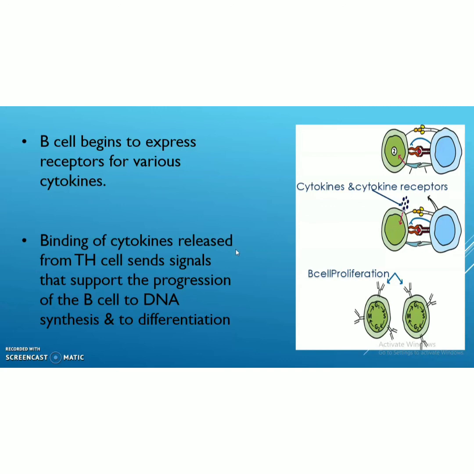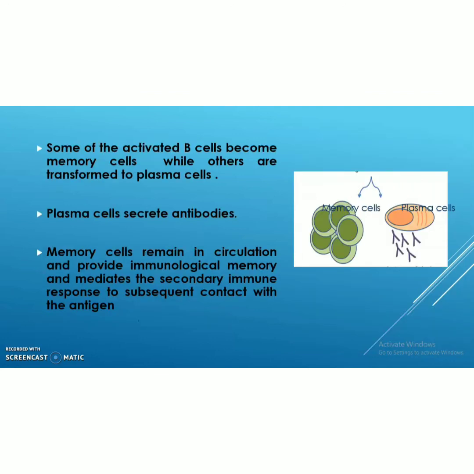Binding of these cytokines released from the T helper cells sends a signal, and this supports the progression of the B cell to DNA synthesis, and the ultimate result is the differentiation of the B cell, and the B cell undergoes proliferation. Some of the activated B cells become memory cells, while others get transformed into plasma cells. Plasma cells are antibody-secreting cells, and they start secreting antibodies, and the first antibody produced is IgM. The memory cells remain in circulation and provide immunological memory, and they can mediate the secondary immune response to subsequent contact with the antigen.